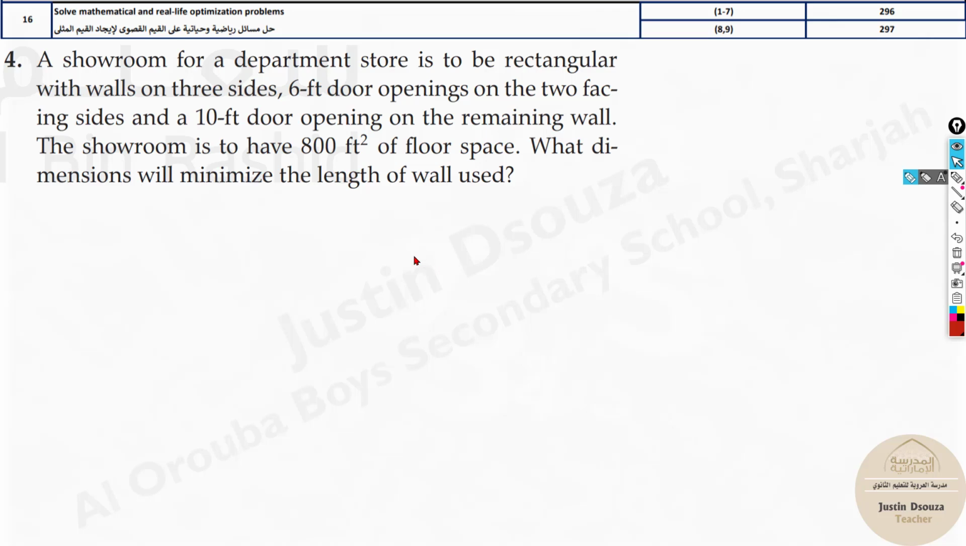And now we have the box problem. No, sorry, it's not the box problem. I thought it was a box problem. This is about a showroom. Let's read this problem. A showroom for a department store is to be rectangular with walls on three sides. Okay, the three sides only has walls. And then 6 feet door openings on two facing sides and 10 feet door opening on the remaining wall. The showroom is to have 800 feet square of floor space. What dimension will minimize the length of the wall used?